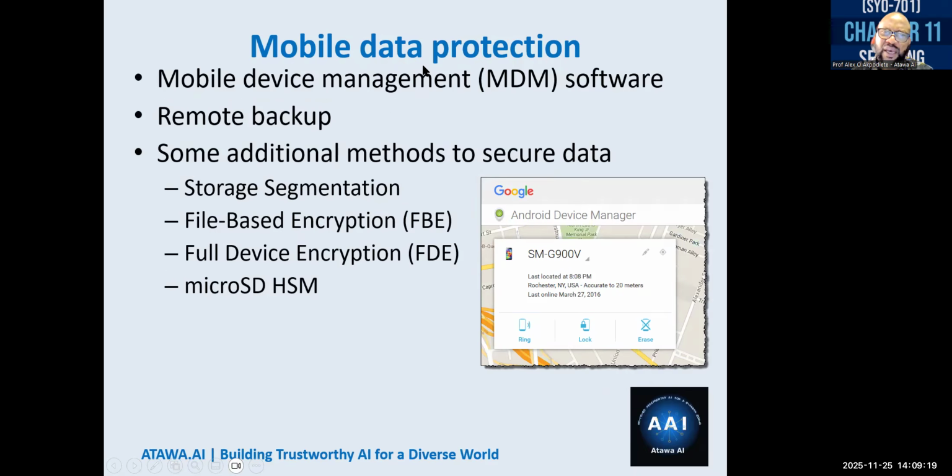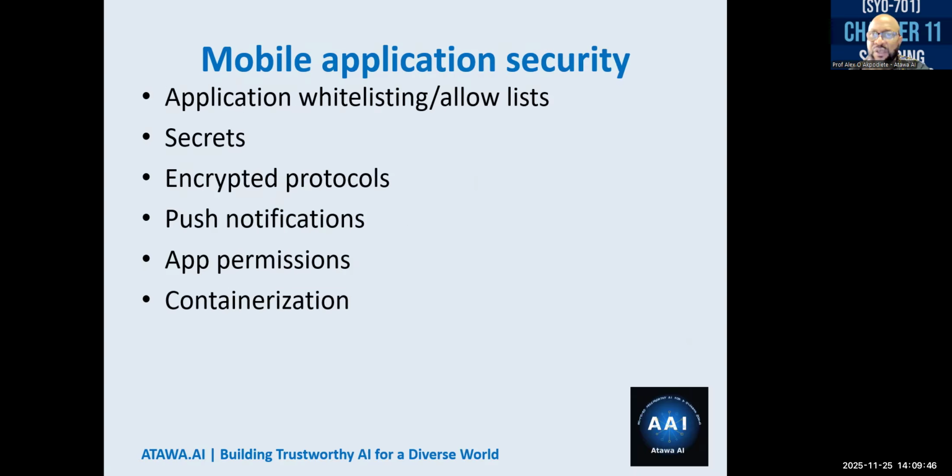So many mobile devices have ways to protect the data, like again, remote backup or also remote wipe. But you can also have what's called storage segmentation. Maybe you separate your personal data from your work data, and you have file-based encryption, full device encryption, and then micro SD hardware security modules. Depends on your device, but just understand there are different ways to protect data on your mobile device.